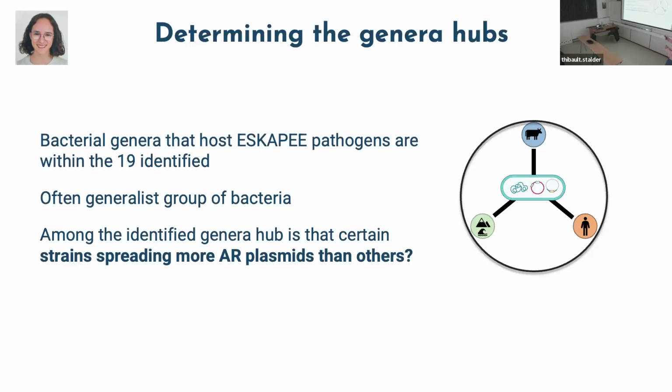And so also, do those groups have specific strains that spread more, with more AR plasmids than others? That's what we want to identify, using different approaches of isolating bacteria or by using this Hi-C approach I presented to you earlier.